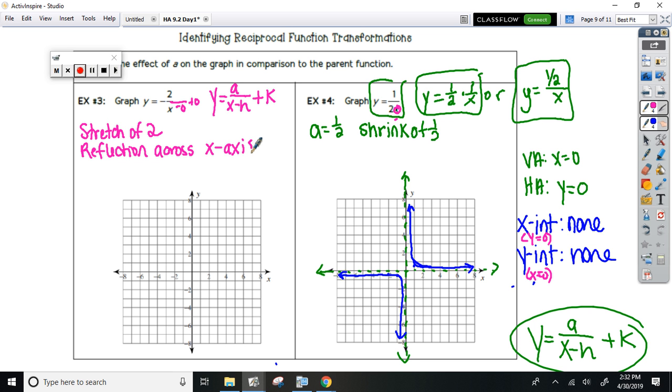So our two branches, which if you look over here, the two branches that you see, will be flipped up. And this one will be flipped down. So our graph will look kind of flip-flopped.